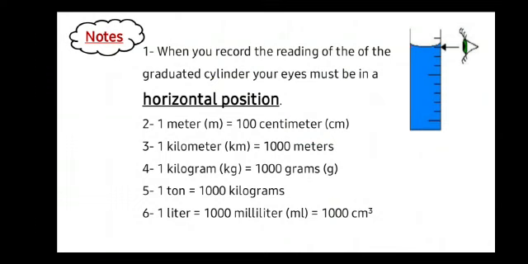Now you have to know that 1 meter equals 100 centimeters, 1 kilometer equals 1,000 meters, and 1 kilogram equals 1,000 grams. 1 ton equals 1,000 kilograms. And 1 liter equals 1,000 milliliters and 1,000 cubic centimeters.